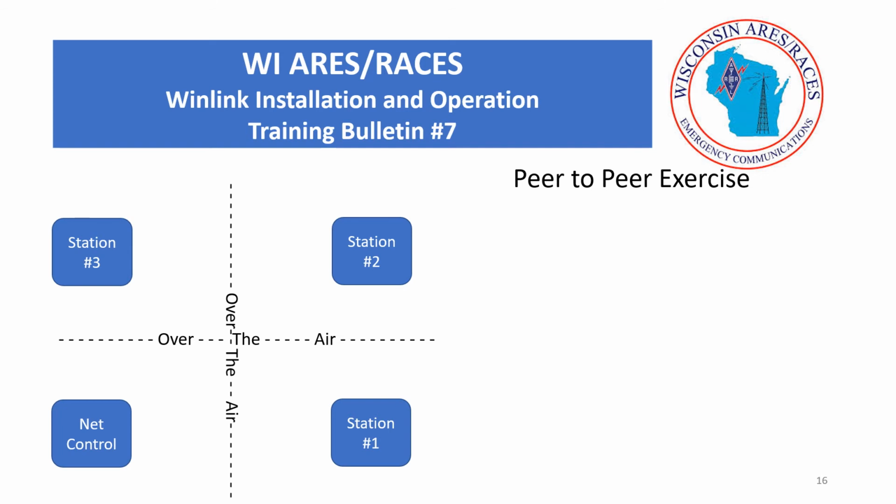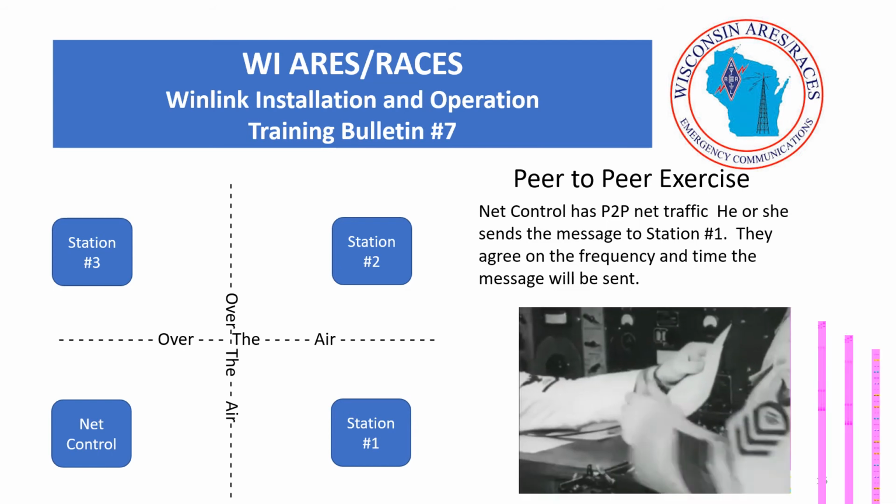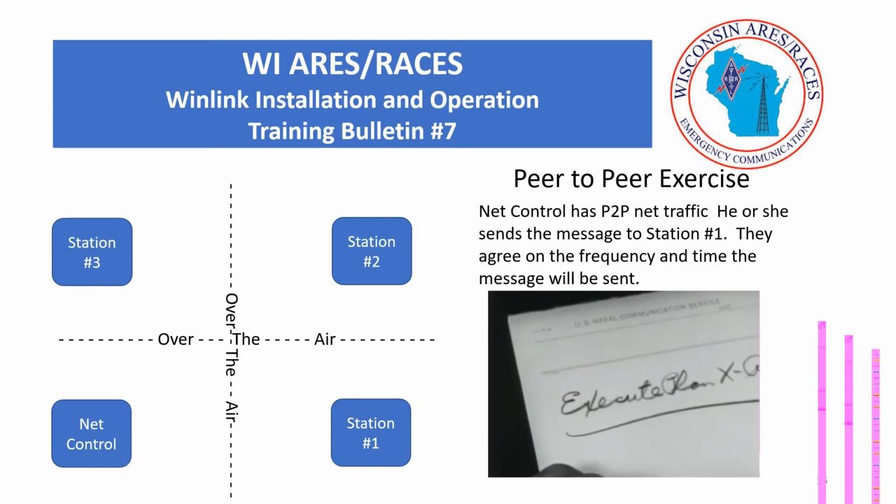An exercise to help your group practice peer-to-peer message relay. The point of the exercise is the practice. It's okay if a few mistakes are made. That's what practice is for. In this exercise, Net Control drafts a message for the net. Send this message to the task force.